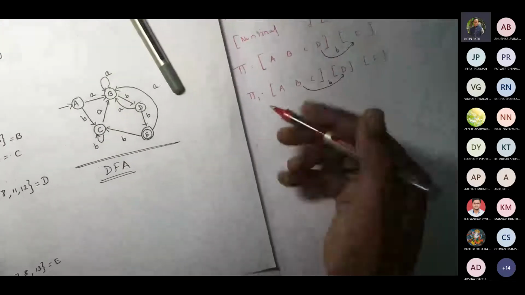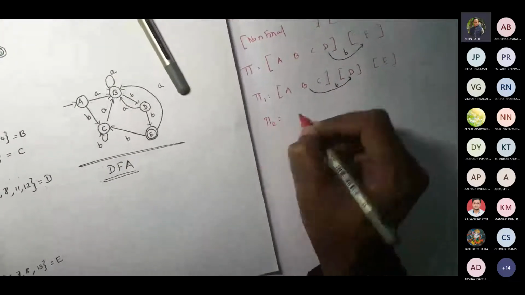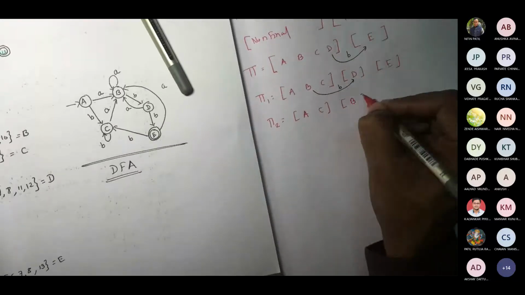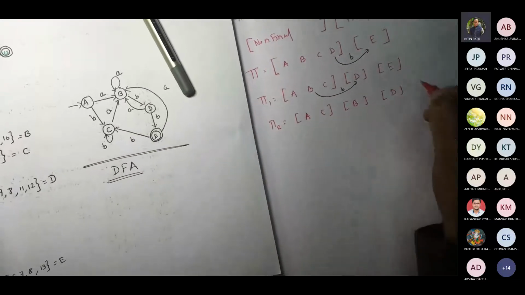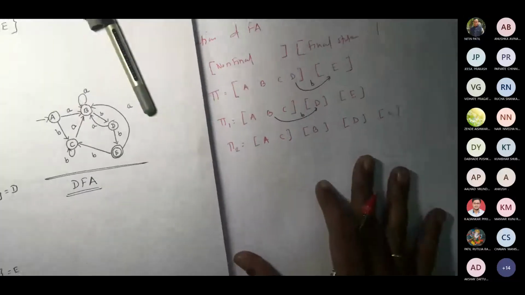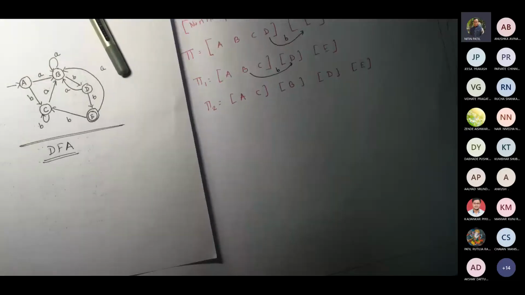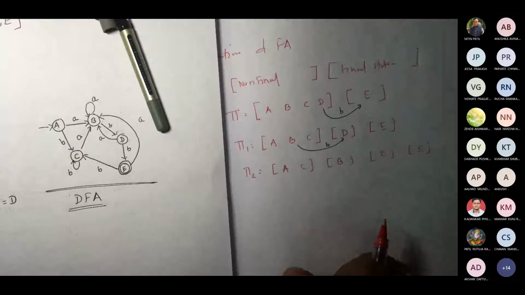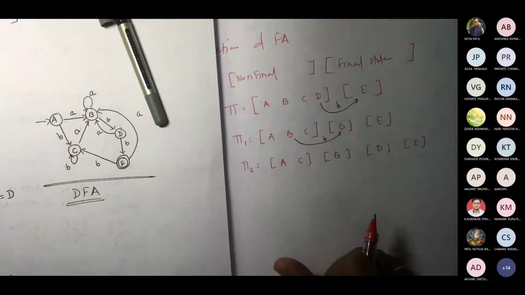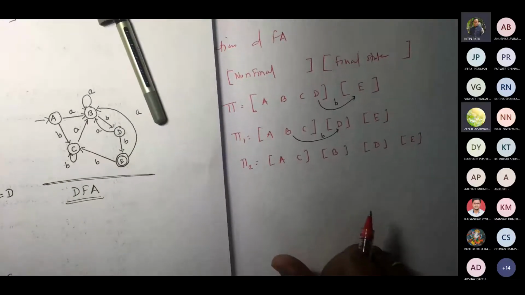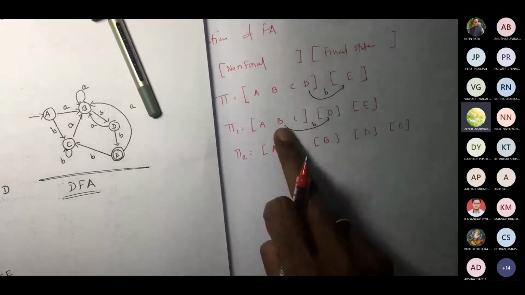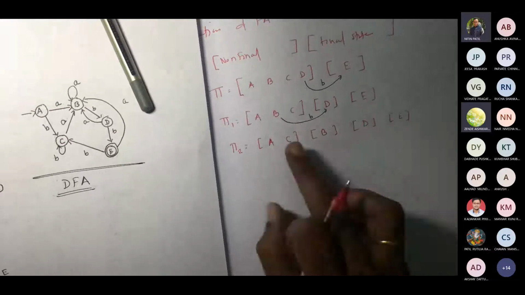Fine. So that is the reason you construct pi2. You have AC, B, D, and E. Why did we separate B? Because from B on input B, it gives D, which is not in the same group or same class. Yes, same group or same class, correct.